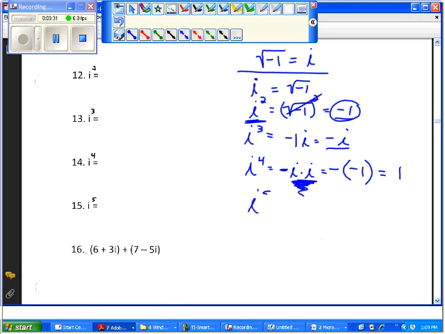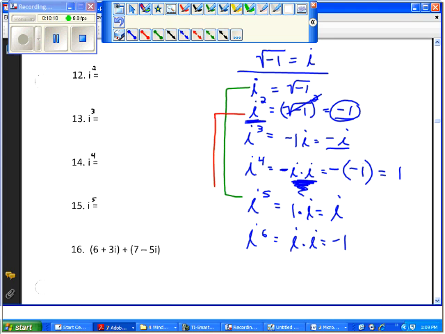i to the fifth would be my i to the fourth answer of 1 times another i, which would be i. And we're right back to where we started. And so i to the sixth would be the answer to i to the fifth, which is i, times another i, and i squared is -1, so we're right back to -1. So what you notice is that i and i to the fifth are the same. i squared and i to the 6th are the same.